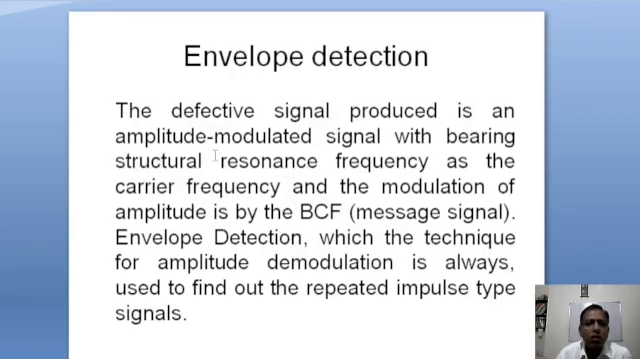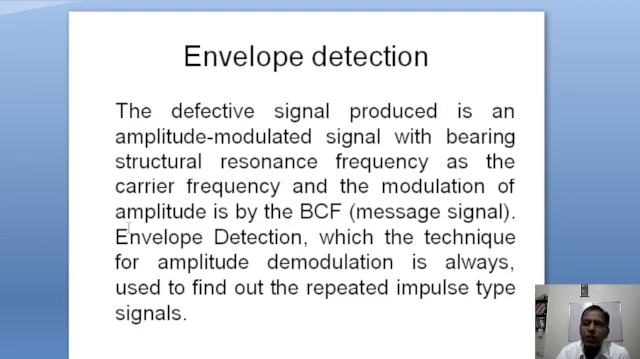So how is this high frequency analysis carried out? In the envelope analysis, a defective signal produces an amplitude modulated signal with the bearing structural resonance frequencies as the carrier frequency, and the modulation of amplitude is by bearing characteristic frequencies. So the fault frequencies are carried to the high frequency zone by these structural resonance frequencies, and because of that the amplitude gets modulated.